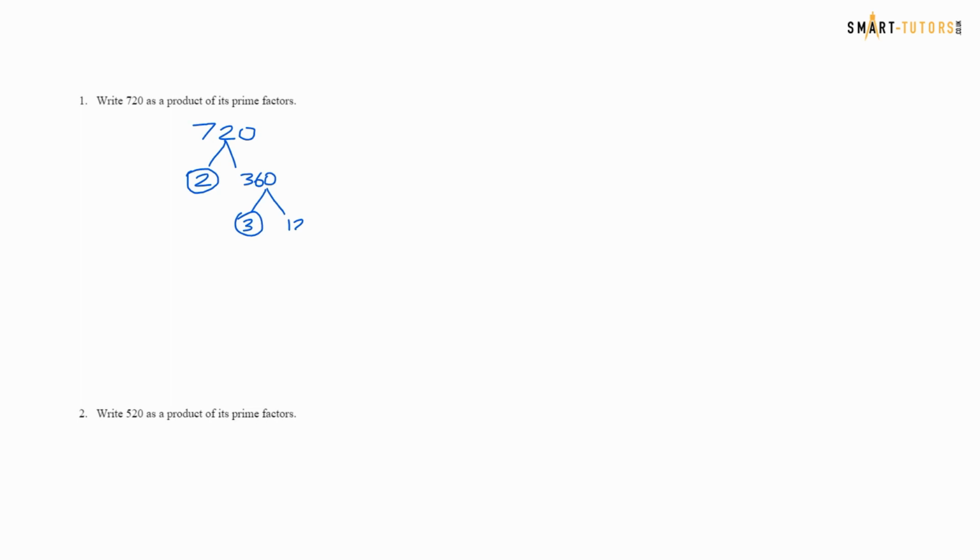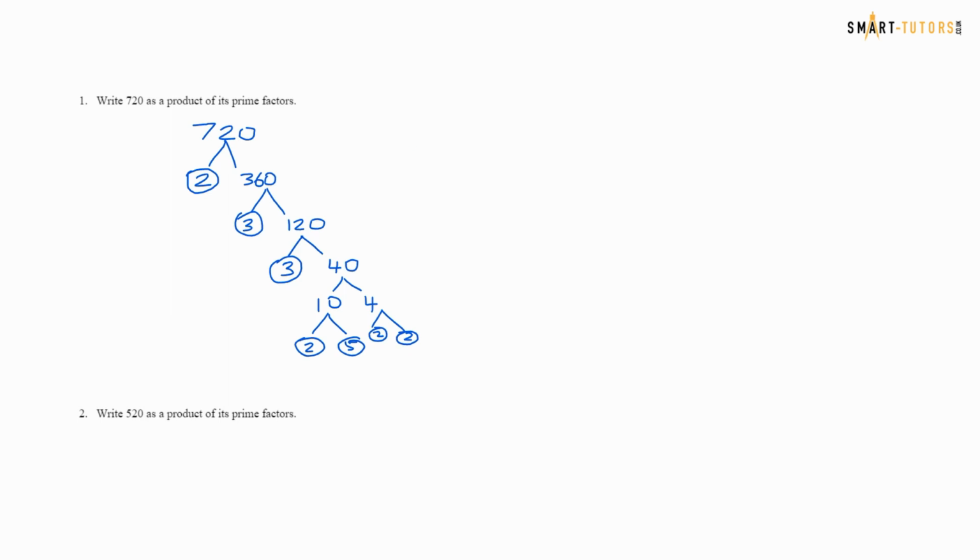times 120. Then again, let's say 3 times 40. Then let's say 10 times 4. You can do anything until you get the prime factors. You can still go further. So 2 times 5. Then this is going to be 2 times 2.